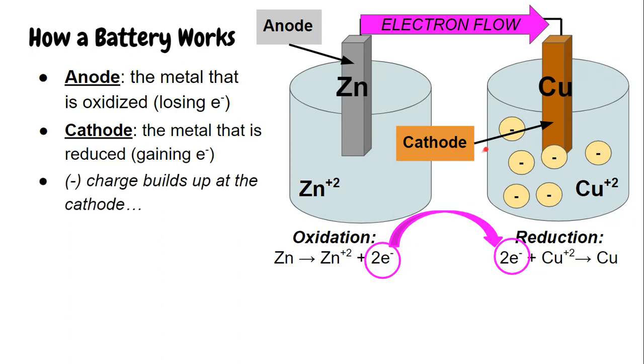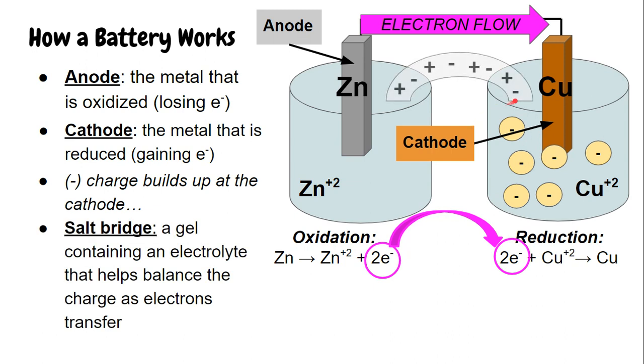And then because of the fact that electrons are constantly flowing in this reaction from the anode to the cathode, you get electrons building up over here at the cathode end. And so batteries will also contain something called a salt bridge, which is a gel containing some kind of electrolyte that will help those electrons to kind of move back through and rebalance the charge.